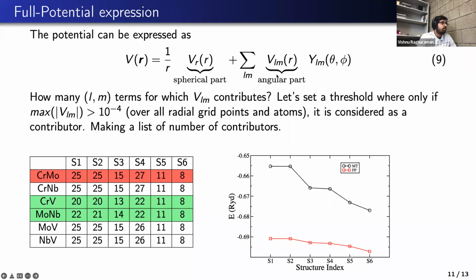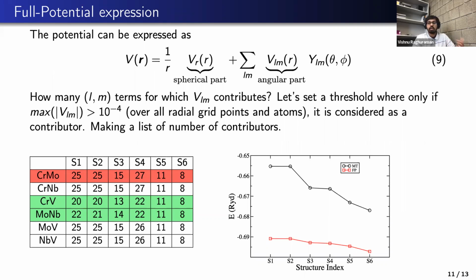So basically, there are a lot of LMs. We're looking at up to L equal to 8, so there are about 45 terms here. And I was interested to look at how many of those 45 terms actually contribute to the potential.